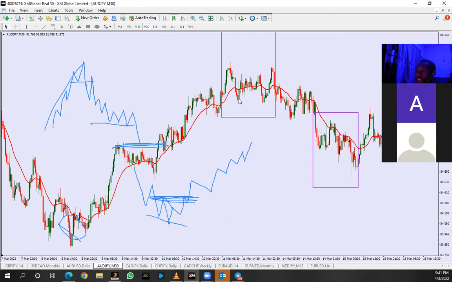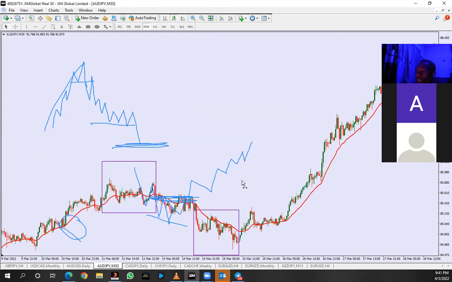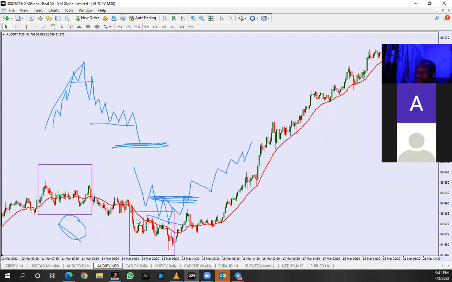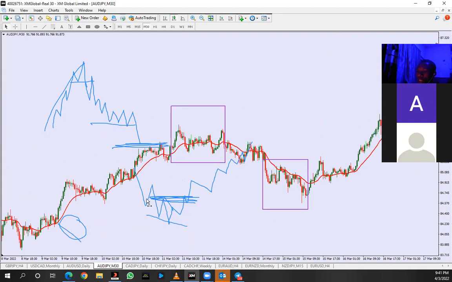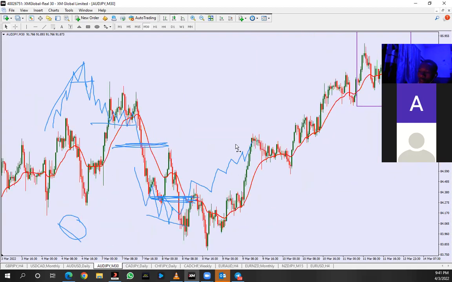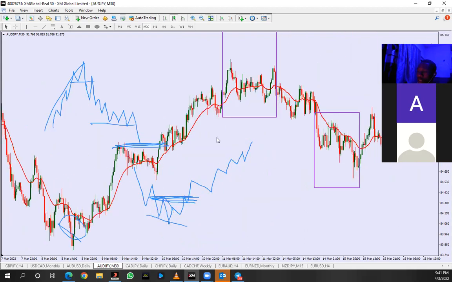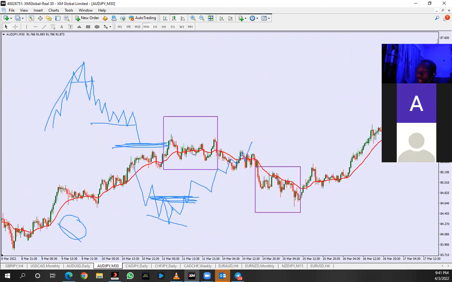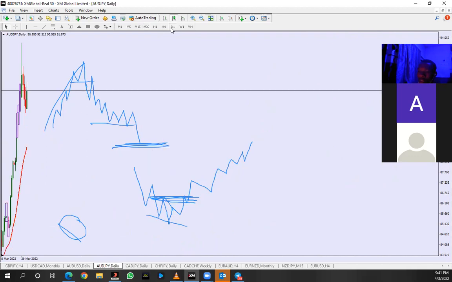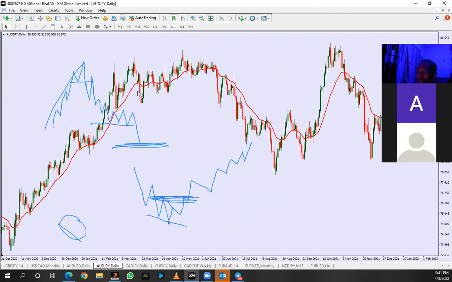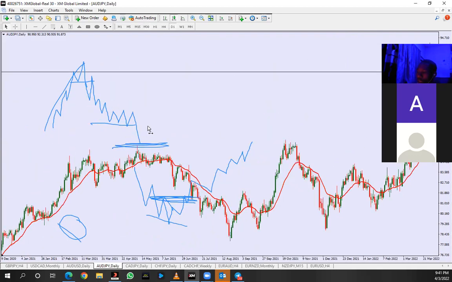Now, this is still the 30 minutes time frame we are looking at. Price went higher. So I'm trying to get the area.